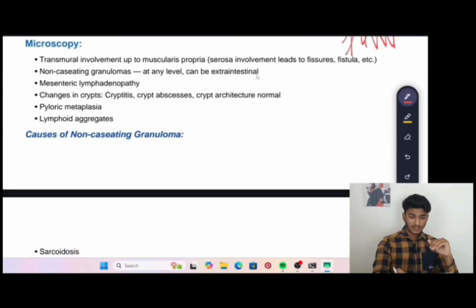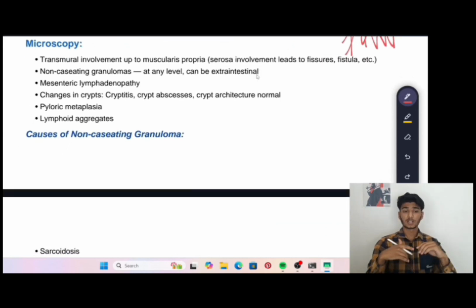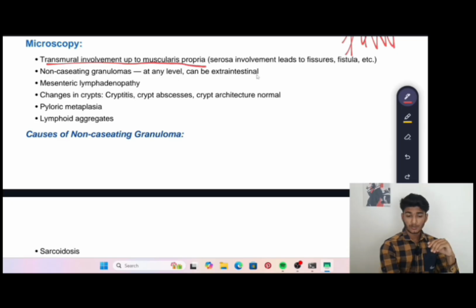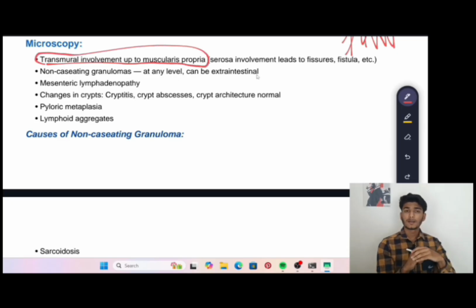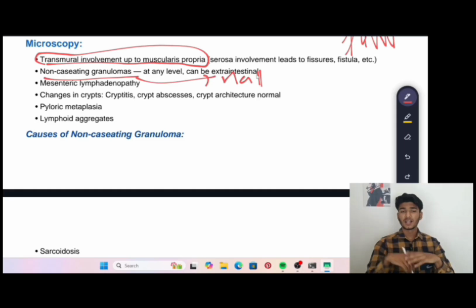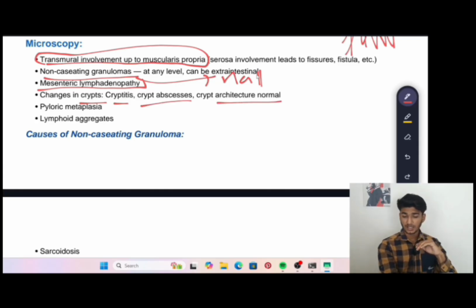Then there is microscopic analysis. In microscopic analysis there will be transmural involvement up to the muscularis propria. Then there is non-caseating granuloma. Non-caseating granuloma is the hallmark for this disease, but sometimes it is not seen, and it is also seen in various other diseases, but still it is considered the hallmark. Then there is mesenteric lymphadenopathy, and there will be crypts. Crypts will have cryptitis, rolling of crypts. There will be presence of abscess inside the crypt, but the architecture of the crypts will be preserved. It is written here, crypt abscess and the crypt architecture will be normal. You can see this microscopic analysis in Crohn's disease.